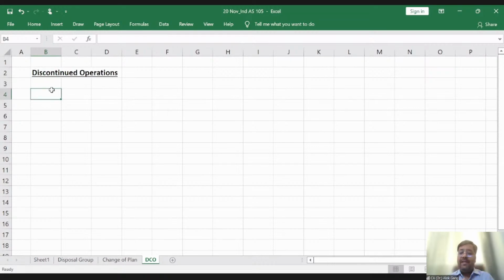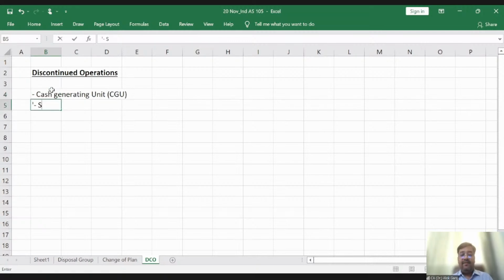So discontinued operations are those operations, those verticals, those segments. It is like your cash generating unit. Have you heard about cash generating unit? I'm sure you guys are CA final students and you must have heard about it in AS 28, right? Probably you are learning in Ind AS for the first time, but in accounting standard 28, we have read the concept of cash generating unit, right? CGU.